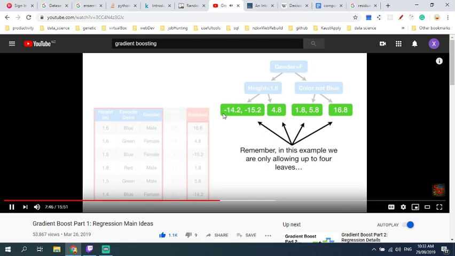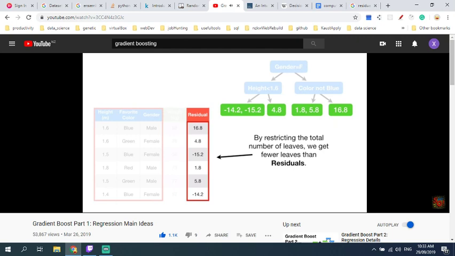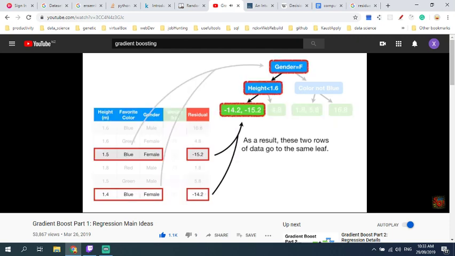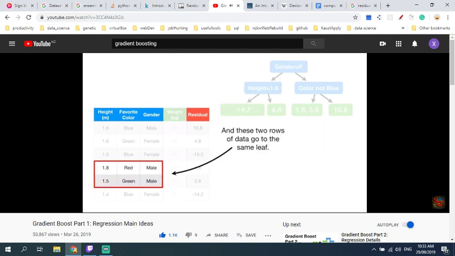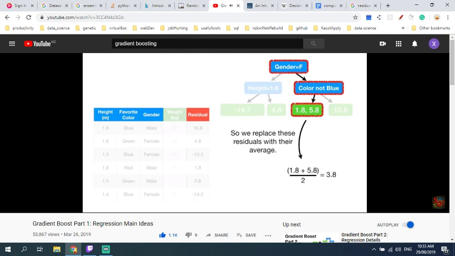Remember, in this example, we are only allowing up to 4 leaves. But when using a larger data set, it is common to allow anywhere from 8 to 32. By restricting the total number of leaves, we get fewer leaves than residuals. As a result, these 2 rows of data go to the same leaf, so we replace these residuals with their average. And these 2 rows of data go to the same leaf, so we replace these residuals with their average.